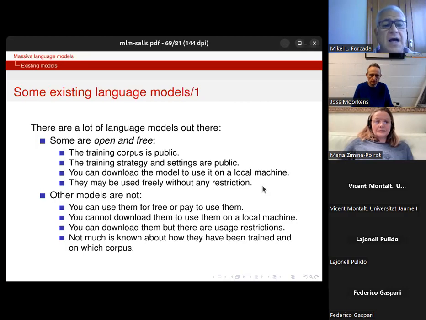application. Other models are not, so you cannot use them for free, or you have to pay, or you can use them for free or pay for them, but you cannot download them to use them on a local machine. You can download them, but there are user restrictions, or not much is known about how they trained them or on which corpus. So these are secrets. This is the case of some of the most famous models.